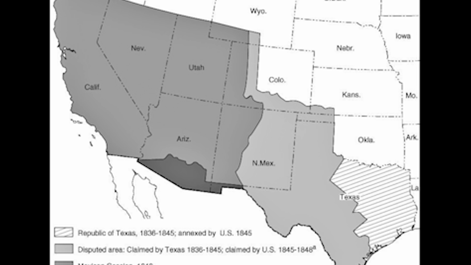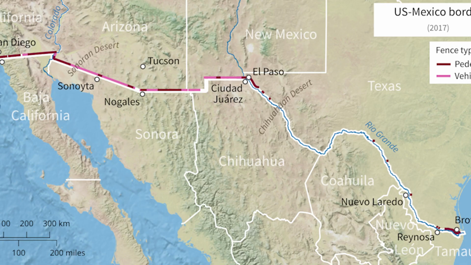But the story wasn't over yet. Just a few years later, the border changed again. In 1854, the U.S. purchased a small strip of land from Mexico in what's now southern Arizona and New Mexico, known as the Gadsden Purchase. This deal was made to secure a better route for a transcontinental railroad. This finalized the continental borders between the U.S. and Mexico, creating the boundary we still recognize today.